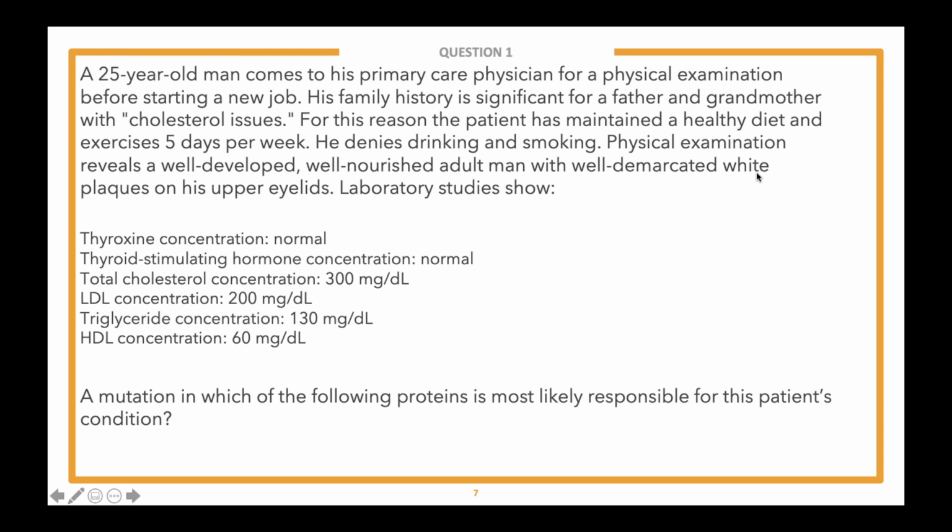Laboratory studies show thyroxine concentration, normal. Thyroid stimulating hormone concentration, normal. Total cholesterol concentration, 300. LDL concentration, 200. Triglyceride concentration, 130. And HDL concentration of 60. So once again, a mutation in which of the following proteins is most likely responsible for this patient's condition? So we want you to go ahead and start thinking about the important clues in this vignette as I hand it off to Paras.